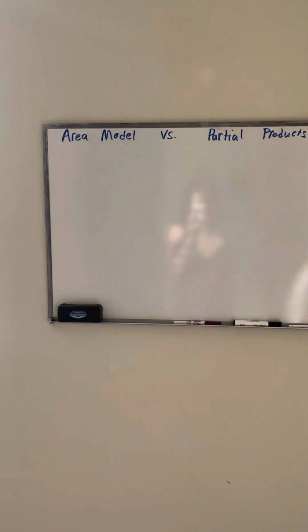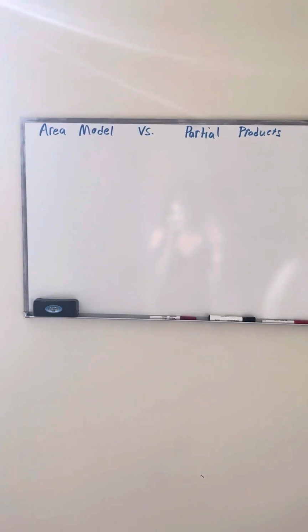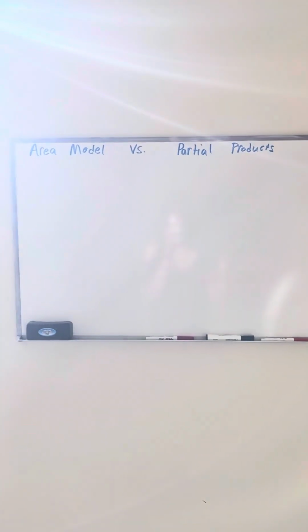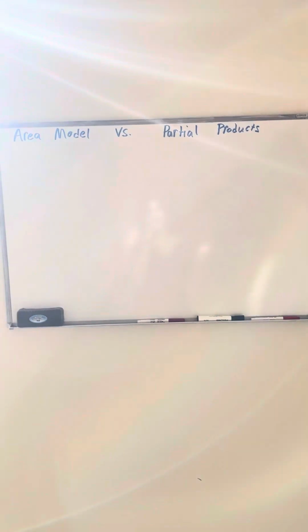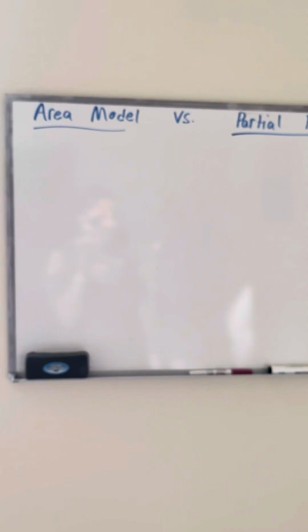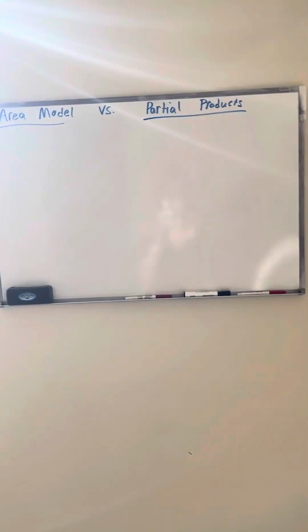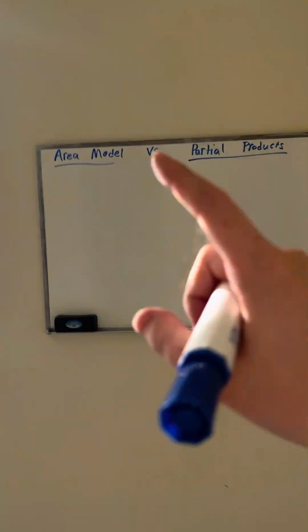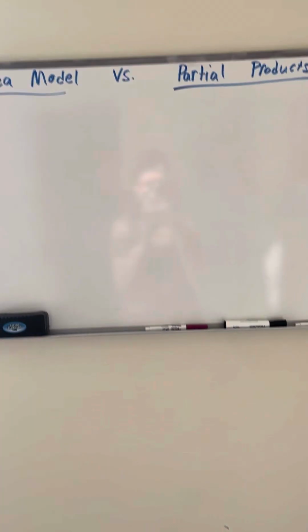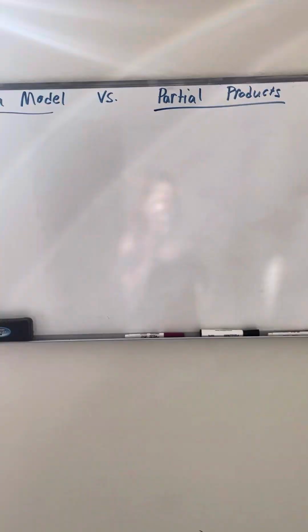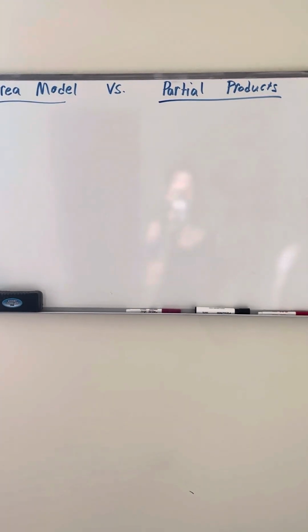So in today's video, we are going to talk about the area model versus partial products, as well as the standard method. So first things first, for the next unit, from chapter 3 and chapter 4, we are going to be seeing a lot of the area model and partial products being used. Sorry, forgive my lighting. And I just want to walk you through how we are going to do it.